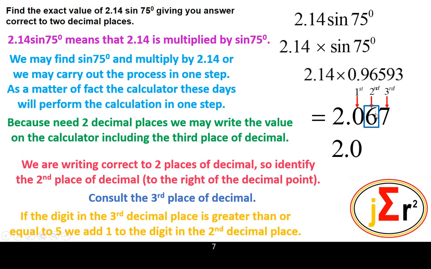If not, then we will just leave it alone. If this one is less than 5, this will remain the same. If it is greater than or equal to 5, then we will add 1 to 6.